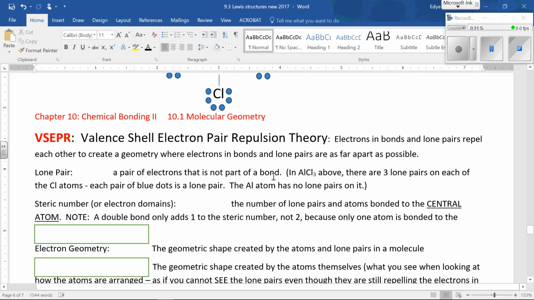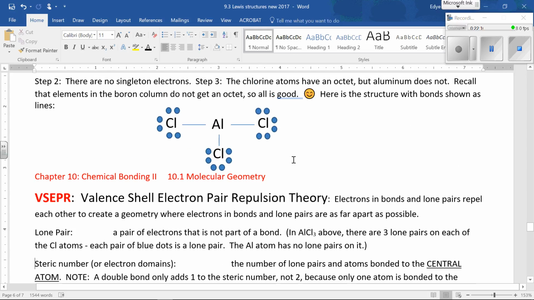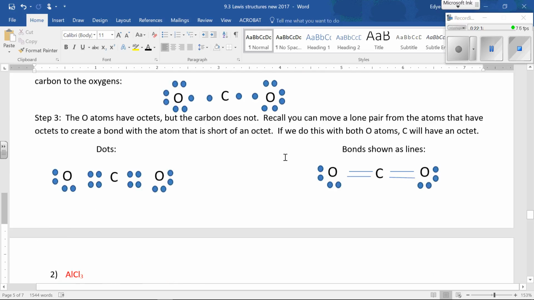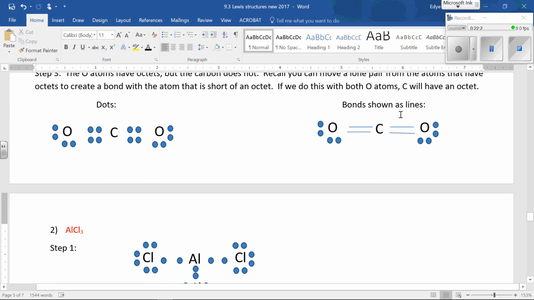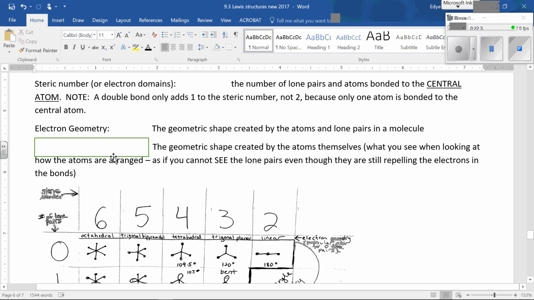Okay, steric number. It's the number of lone pairs and atoms bonded to the central atom. A double bond only counts as 1, not 2, because there's only 1 atom bonded to the central atom. So we count the bonded atoms and lone pairs. So aluminum, 1, 2, 3, steric number 3. Let me find one with a double bond. Okay, carbon, this steric number here would just be 1, 2. We don't count bonds, we count atoms bonded to the central atom. So there's 2 bonded atoms and no lone pairs. We're counting atoms, not bonds.